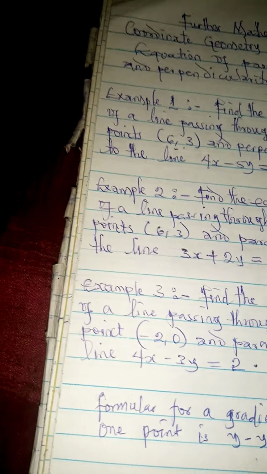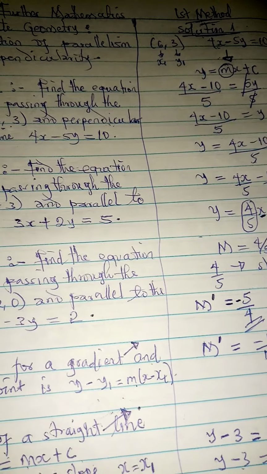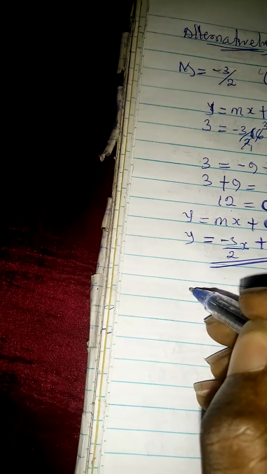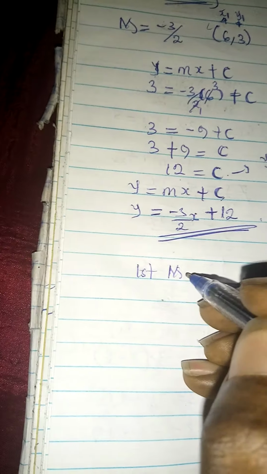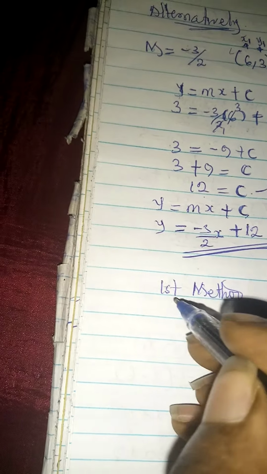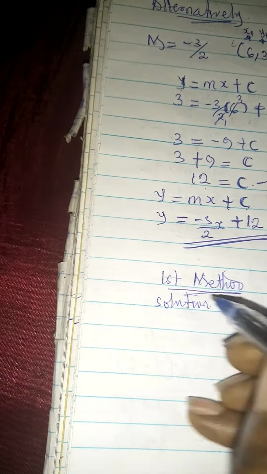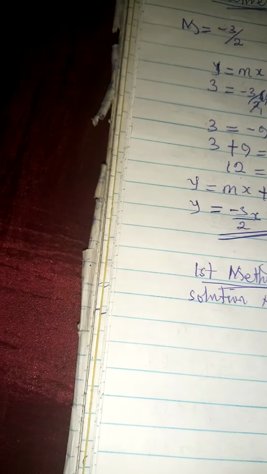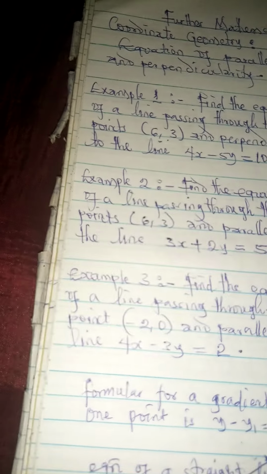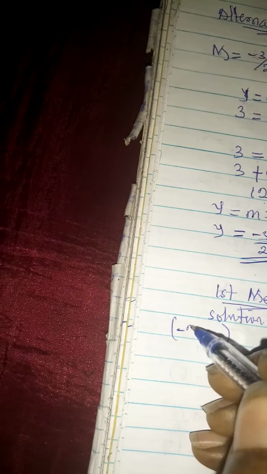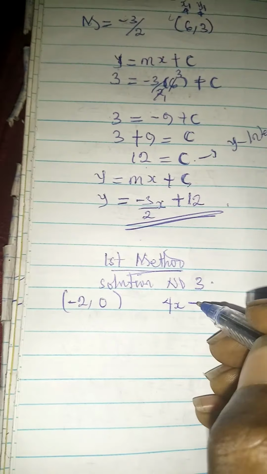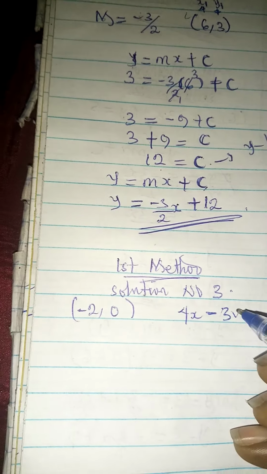Now we are going to the last example, example 3. So for the last example, we see the first method for example 3. So solution number 3. What is the point? You just need to bring out the point. The point is minus 2, 0. And what is the equation? The equation is 4x minus 3y equals 2.